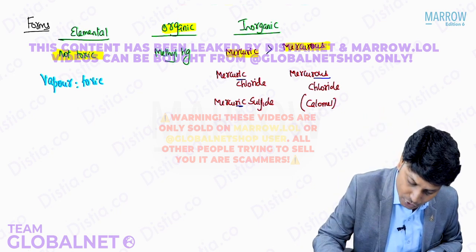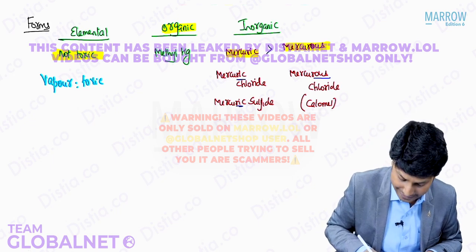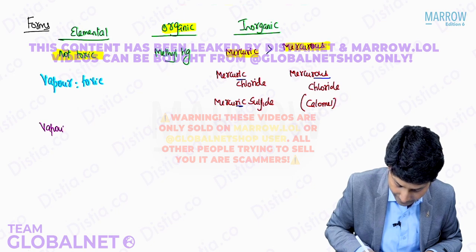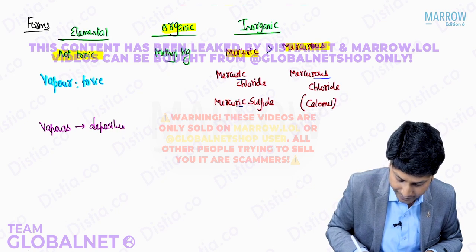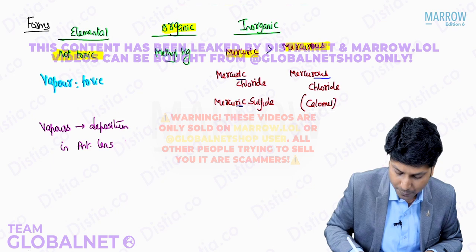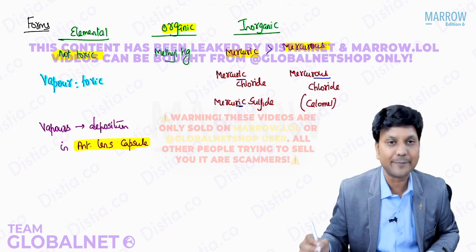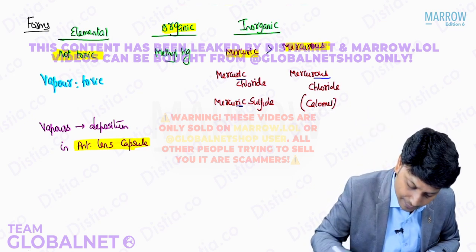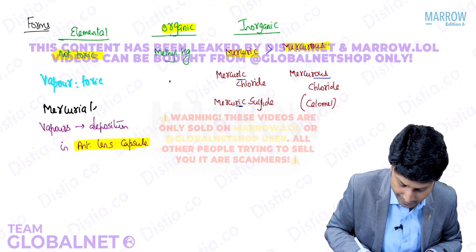If any person is exposed to mercurial vapor for a long time, the vapors will get deposited in the anterior lens capsule. Do remember, that is one important MCQ. Which part of the lens is it getting deposited in? It is the anterior lens capsule. This condition is called mercurial lentis.